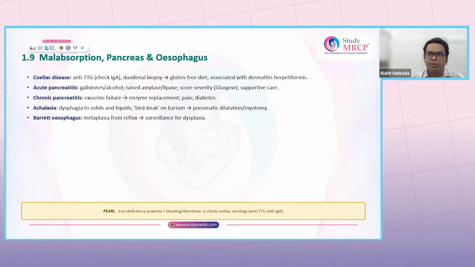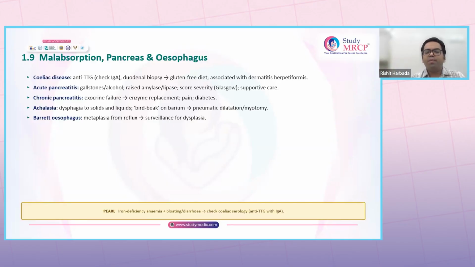Celiac disease is again autoimmune, and is much more common with autoimmune hepatitis, diabetes, Turner's, Down's, etc. You have to give them a gluten-free diet. And along with the gluten-free diet, you have to treat all the complications, like iron, calcium, vitamin D, folate, etc. It's very, very important. So you do a TTG IgA, and then you do a duodenal biopsy.